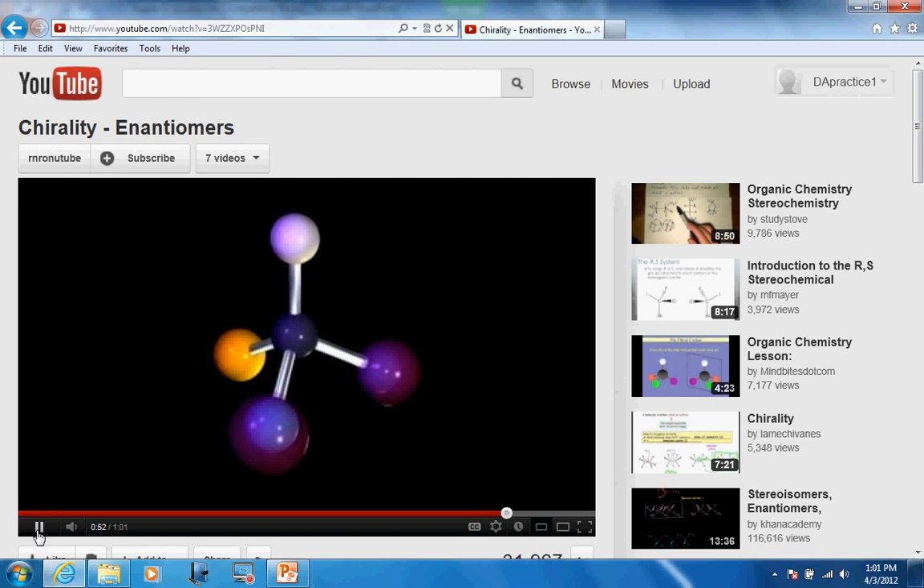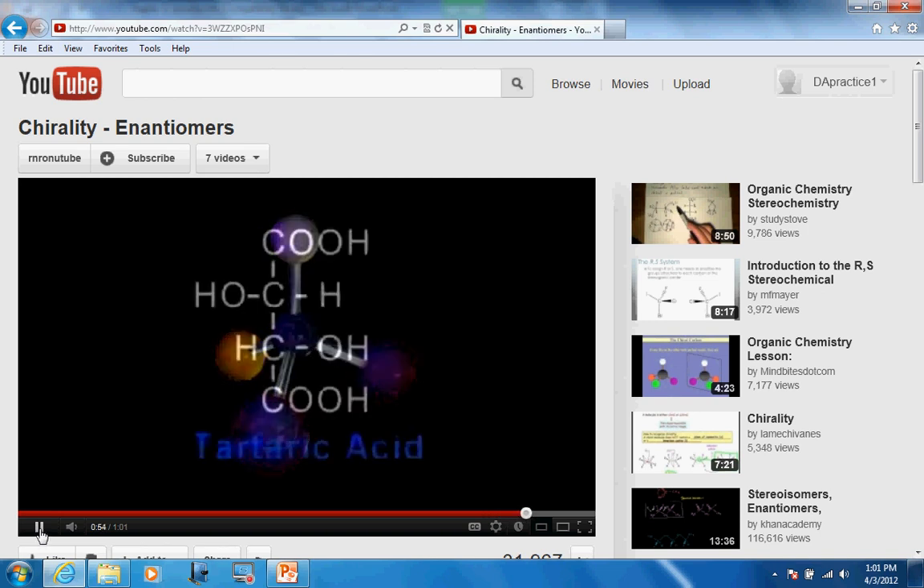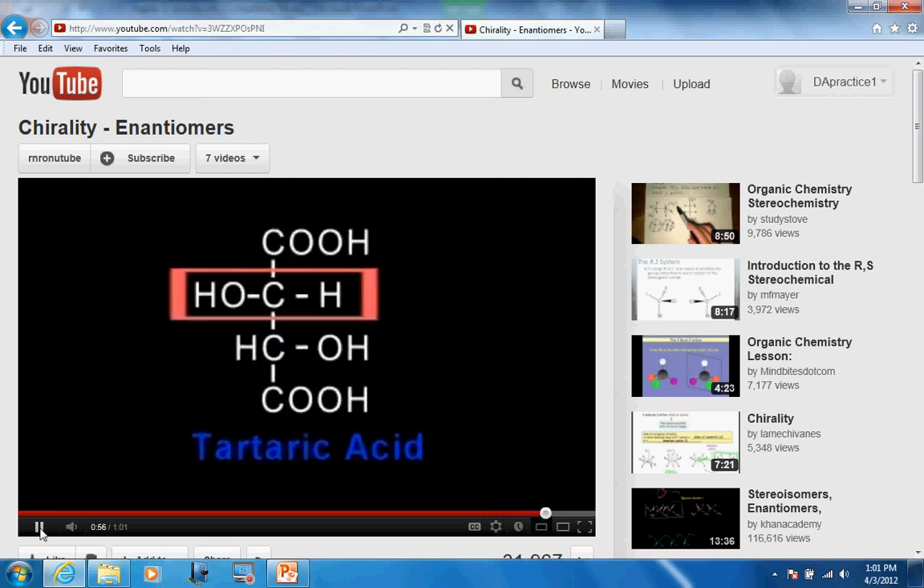Molecules may contain more than 1 chiral center. For example, tartaric acid, which is found in many fruits. Notice with this example, we have carboxylic acid here, a hydrogen on the right, and OH on the left, and then we have this down here. 4 different things on the same carbon.